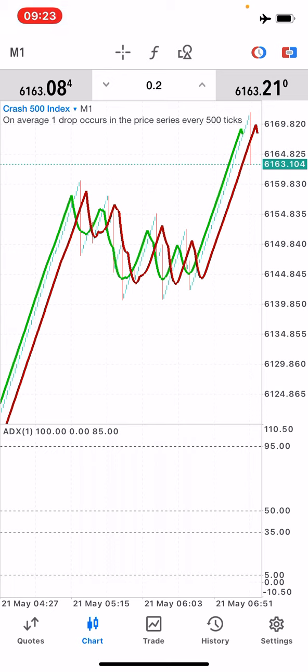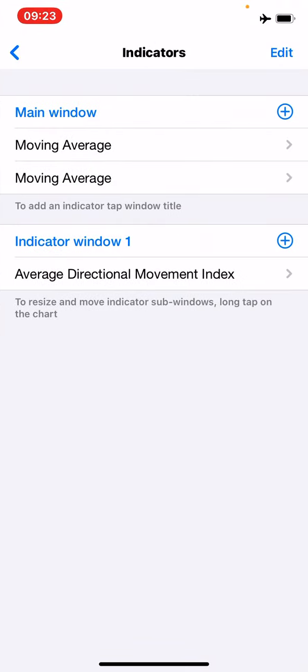The next indicator that we will need is a parabolic SAR. It is also going to go to our indicator window 1.